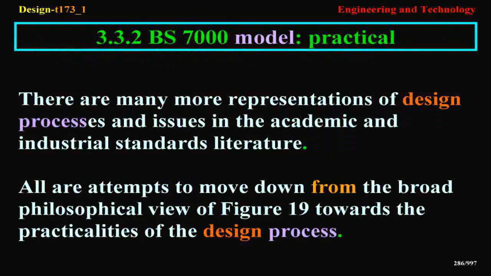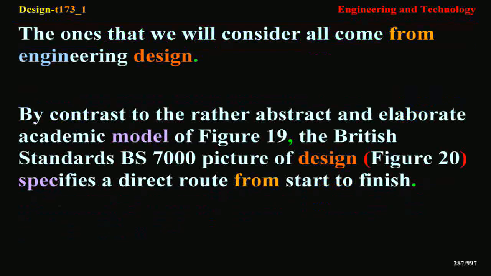2. BS 7000 model. Practical. There are many more representations of design processes and issues in the academic and industrial standards literature. All are attempts to move down from the broad philosophical view of Figure 19 towards the practicalities of the design process. The ones that we will consider all come from engineering design. By contrast to the rather abstract and elaborate academic model of Figure 19, the British Standards BS 7000 picture of design, Figure 20, specifies a direct route from start to finish.